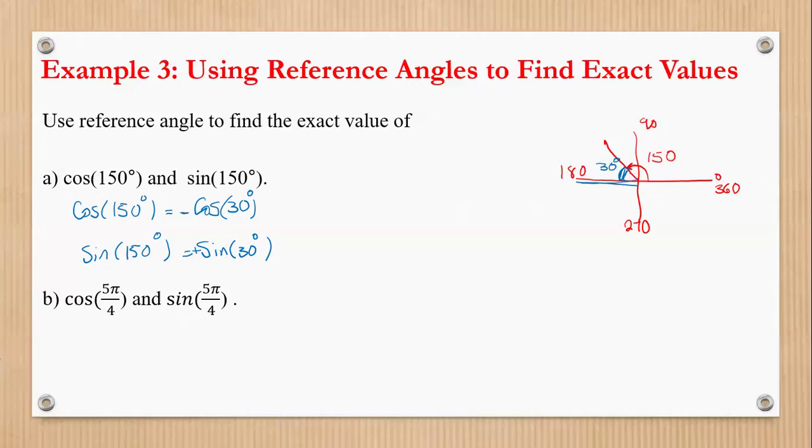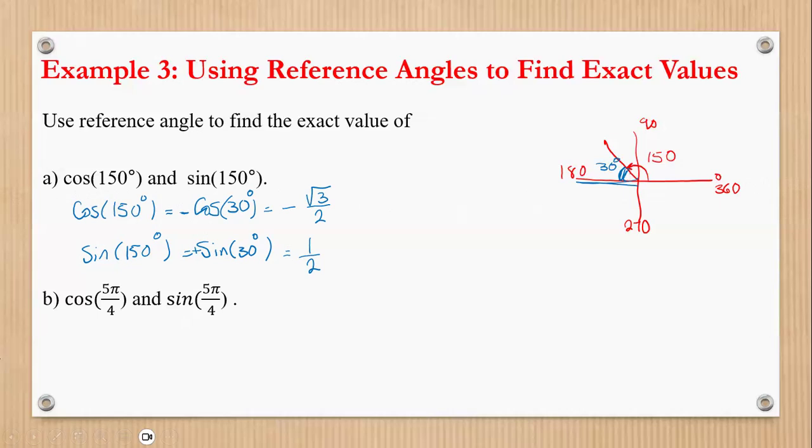Now I can look at the table and find the sine and cosine of 30-degree angle. And I know that the cosine of 30 is root 3 over 2. And the sine of 30 is 1/2. And these are the answers for the sine and cosine of 150-degree angle.